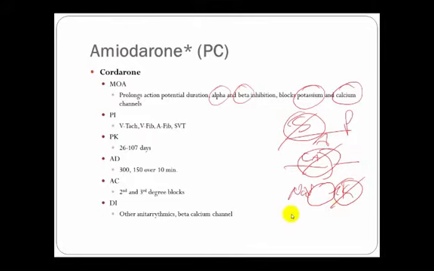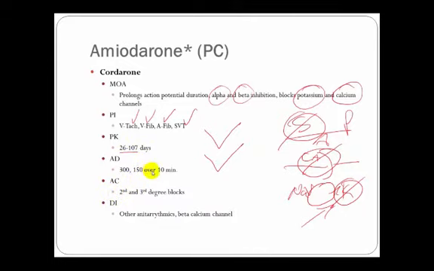Amiodarone has the Vaughan Williams classification of a class 3, which is a potassium channel blocker. Our primary indications for this are going to be Vtach, VFib, atrial fibrillation if it's wide, and SVT again if it's wide. The pharmacokinetics of this thing, this stuff sticks around like luggage, 26 to 107 days depending on how your liver is doing.